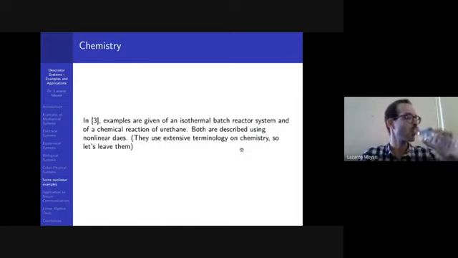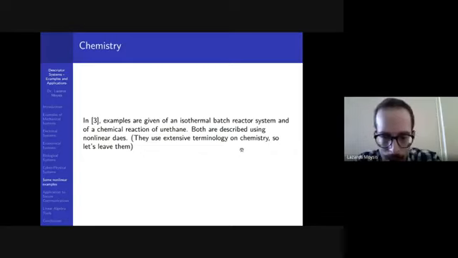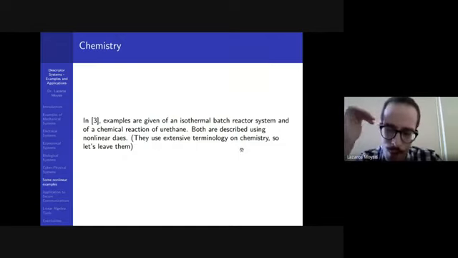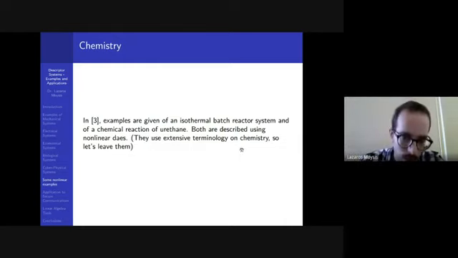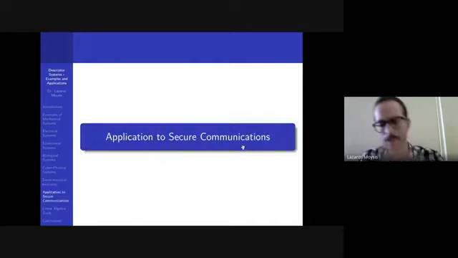And of course, in chemistry as well, I found a lot of examples of differential algebraic systems. For example, I found an example of an isothermal batch reactor, but they use extensive terminology in chemistry. I think you can study it, but I'm not going to include it because it's a bit too complex for us. But again, in chemistry, we will also find descriptor systems.